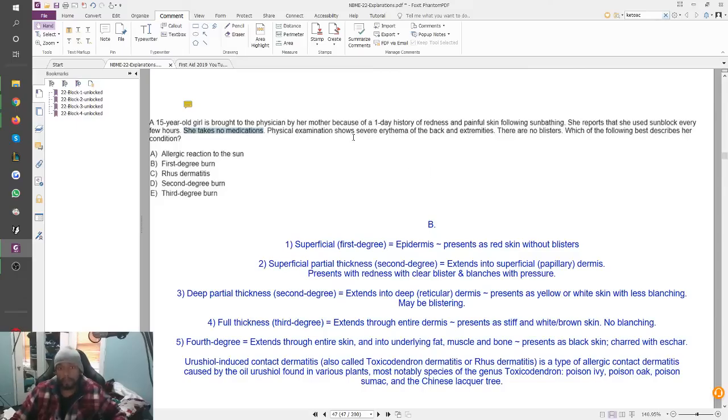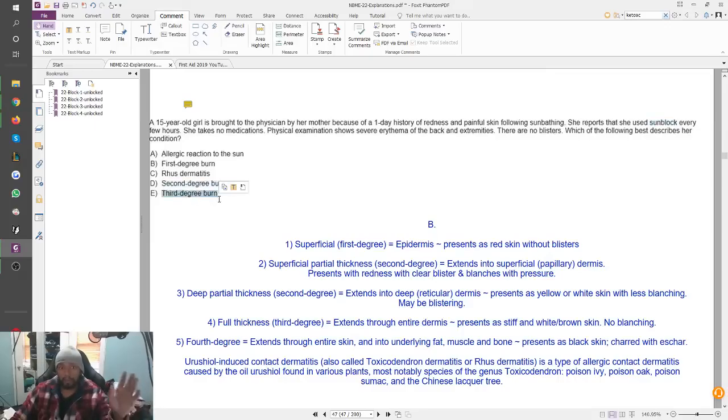So she was just sunbathing, and she ended up sunbathing too much, even with the sunblock. Remember, just because someone says they use sunblock doesn't mean that it was the right amount of SPF, right? It's not enough protection. Maybe they needed a stronger sunblock. Maybe their skin is more sensitive to sun. Here, the answer was just B. It's just a first-degree burn. It's obviously not second or third degree, right?